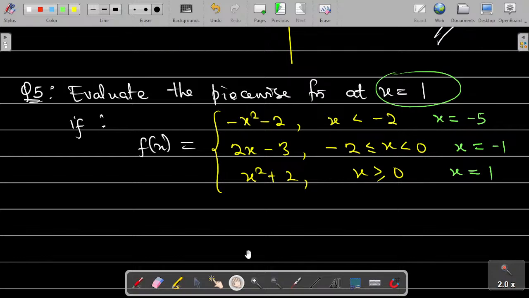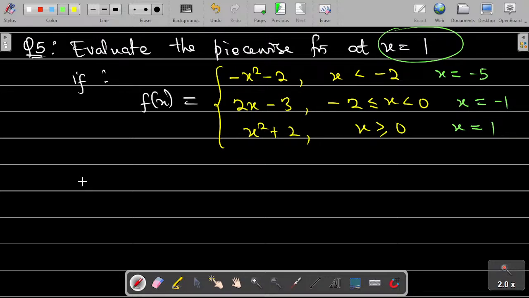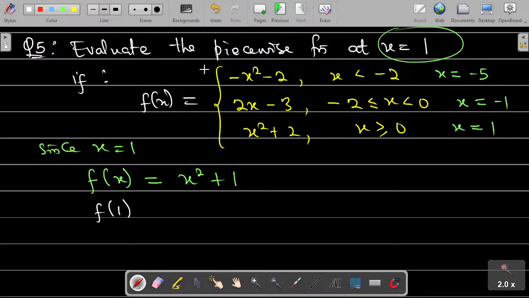And so what that means is that you must first of all be able to determine the function to use. That's actually the trick under piecewise functions. So in other words, since x is equal to 1 and 1 is greater than 0, therefore our function is x squared plus 2. Immediately you determine your function, the question is done. Just get your f of x at x equal to 1. That's what that question is saying. Evaluate this function at x equal to 1.